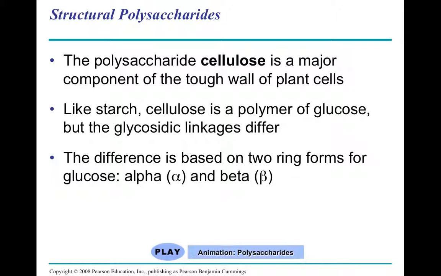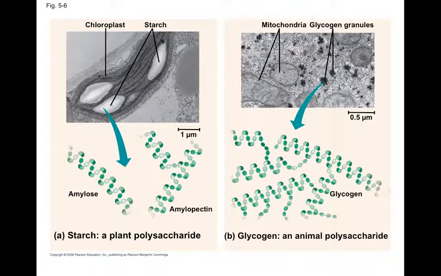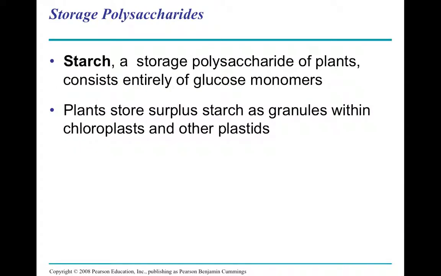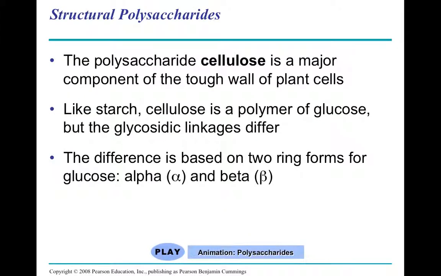Okay, now we're going to go to cellulose, which is a structural polysaccharide. So here we were talking about storage, like energy, sugar, and now we're talking about structure. Cellulose is a major component of the tough wall of plant cells, and you have probably heard of this before. Like starch, cellulose is a polymer of glucose, but the glycosidic linkages, or how they're joined together, are different. The difference is based on two ring forms of glucose.